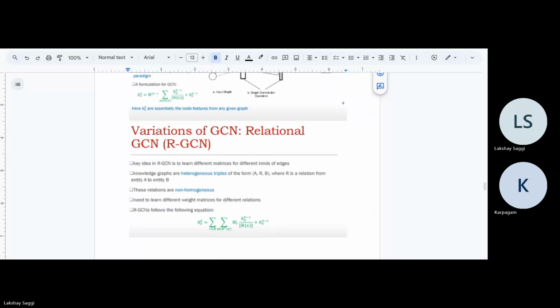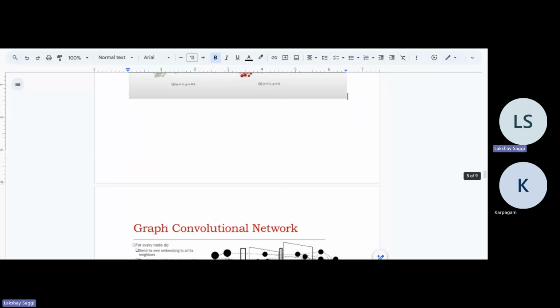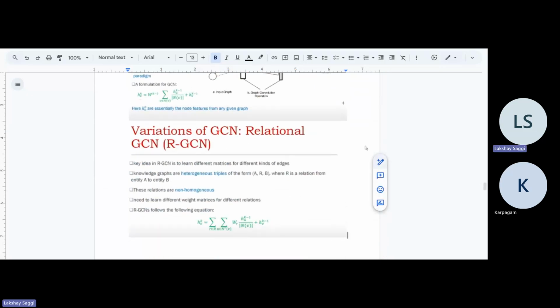And then one can have variations of these graph convolution networks, like the relational graph convolution network, which is also called RGCN. RGCN is usually useful when the graphs are heterogeneous, or the graphs have some attributes also. The key idea here is to learn different matrices for different kinds of edges. Knowledge graphs are heterogeneous triples where r is the relation, and these relations are non-homogeneous.